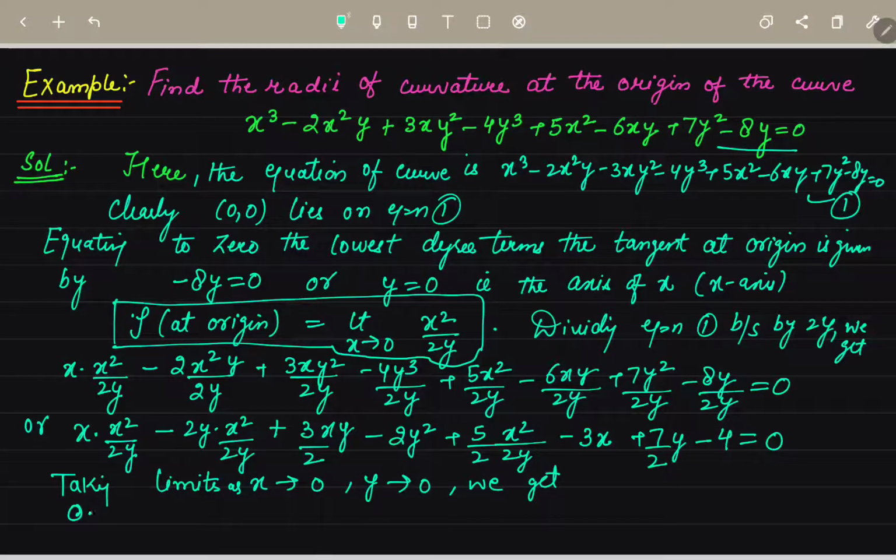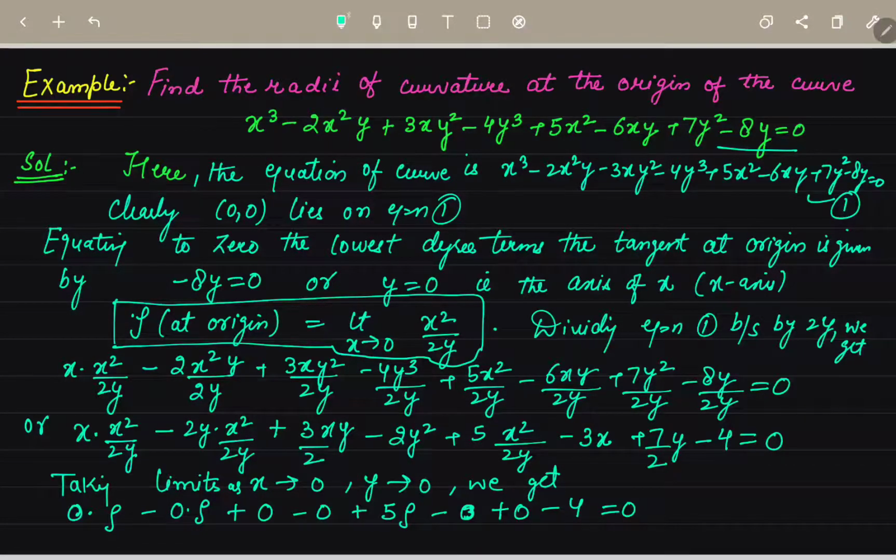So I will get 0 into rho. Similarly, next term will also become 0 into rho, and next term will become 0 because x and y are equal to 0. Again, next term becomes 0. Similarly, plus 5. Here is a mistake, it is only 5, basically 2 goes there. So 5 into rho. Similarly, minus 3 into 0, this becomes 0 again. Then similarly, next term is again 0, and last term is minus 4. This is equal to 0.